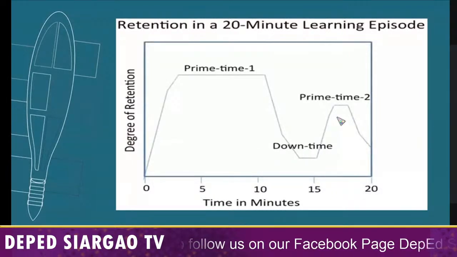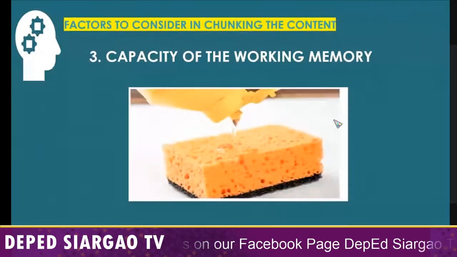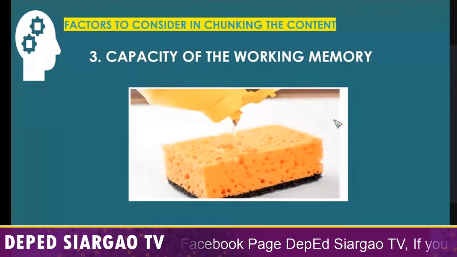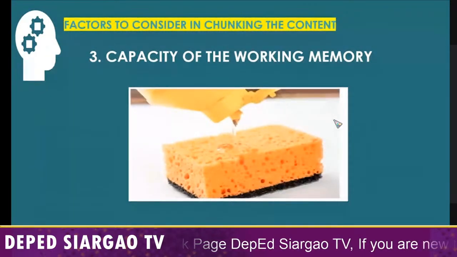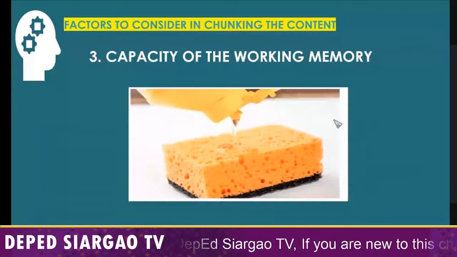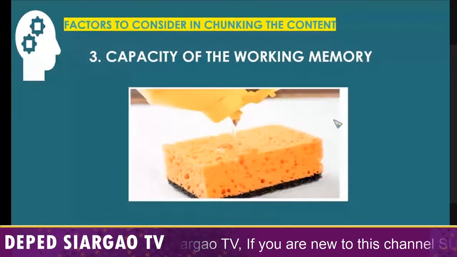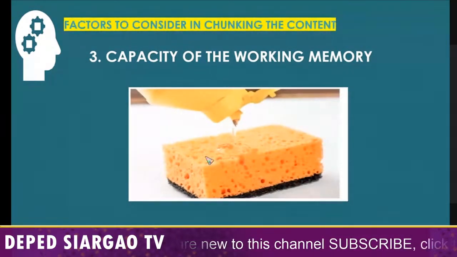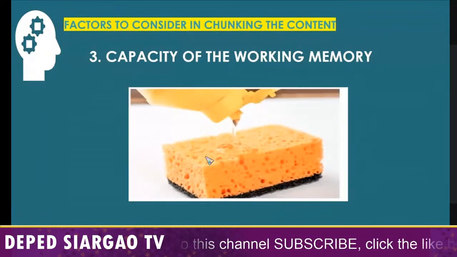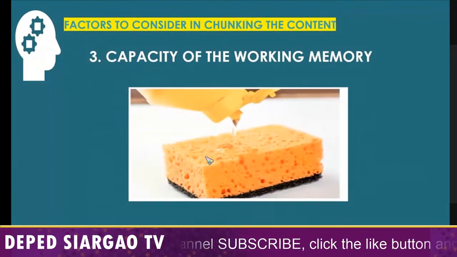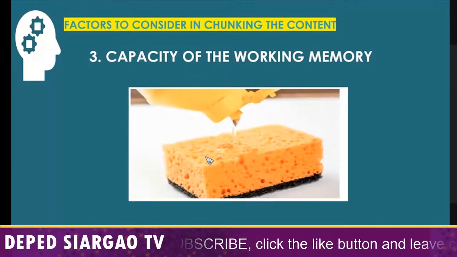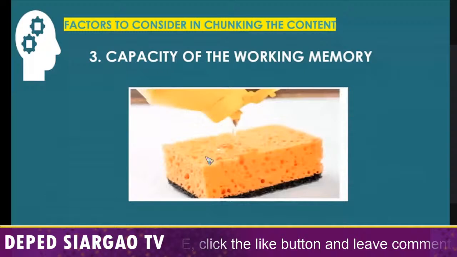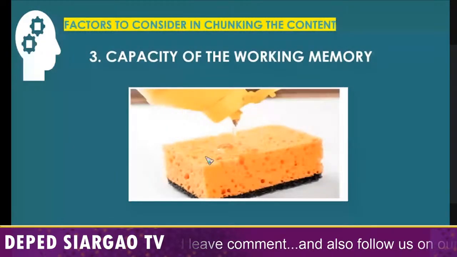And then the last one to consider in chunking the content is the capacity of the working memory. Katulad rin dun sa ating step 4, now we have to do a working memory check. So if a learner's working memory is full, the excess information is lost and it simply disappears. So I have here a representation. This is a sponge. If the sponge is full of water, if it has already absorbed too much water, the excess water will spill. So it's the same with our learner's mind and even our minds.